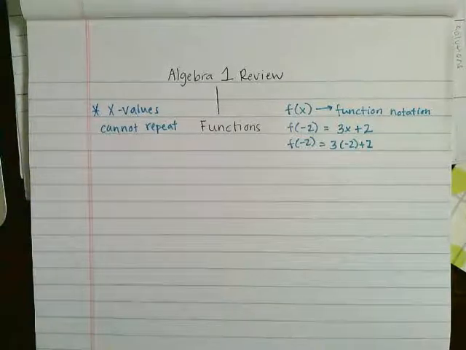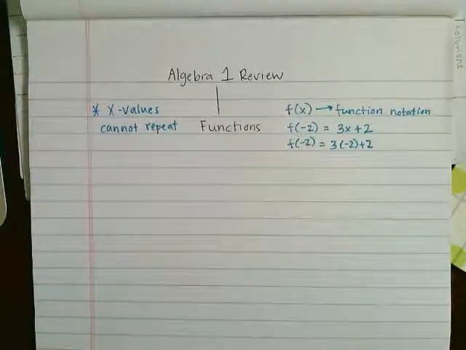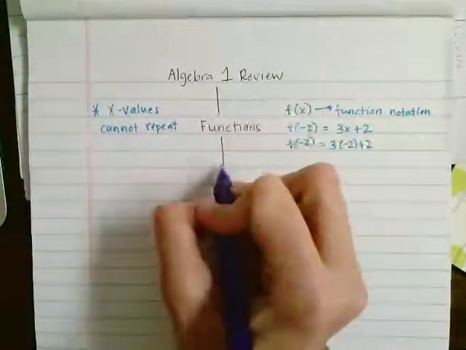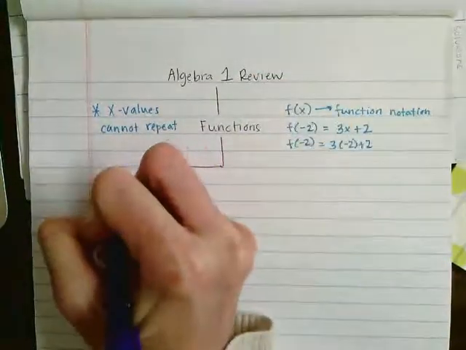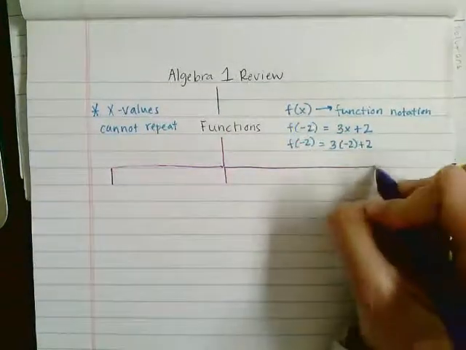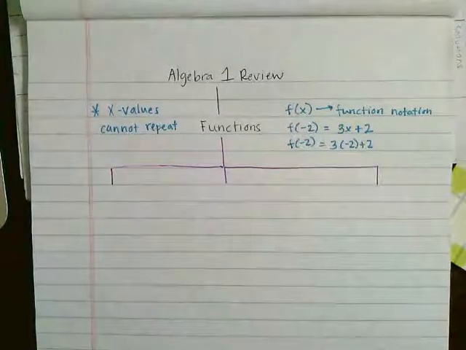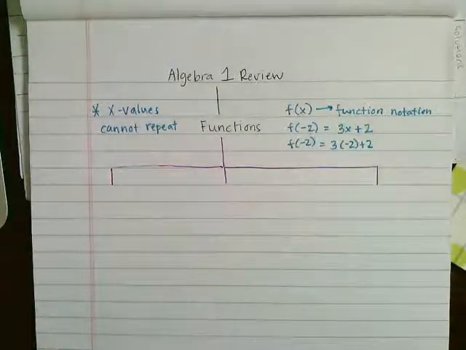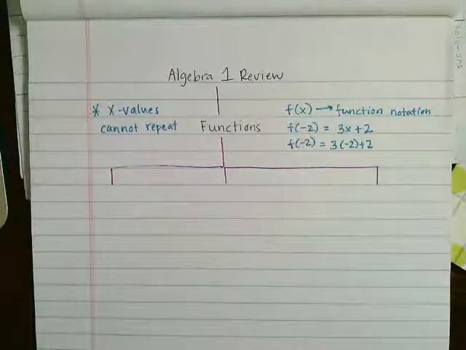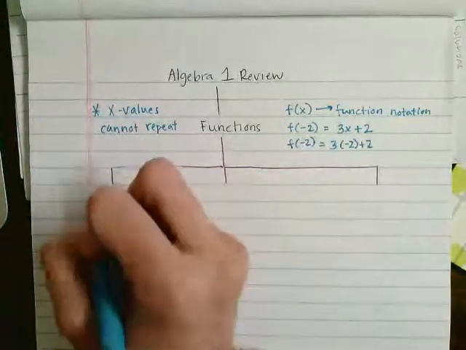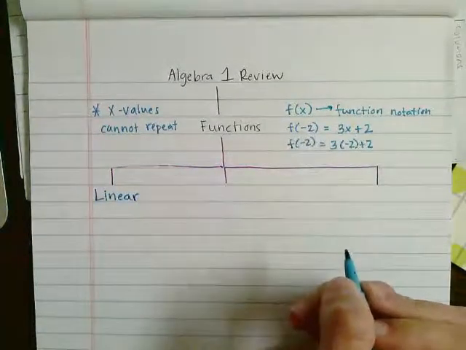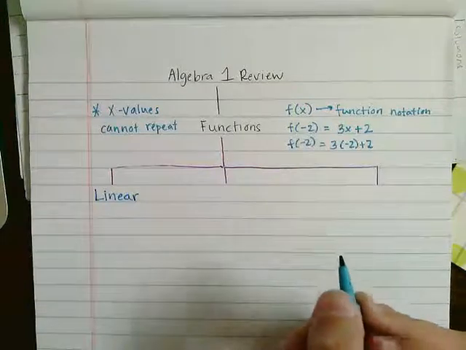So within this idea of function, we have covered 3 functions in Algebra 1. We have covered some more, a little bit more time than others. The first one that we're going to talk about is the linear function, which, if you remember correctly, means that it forms a line.